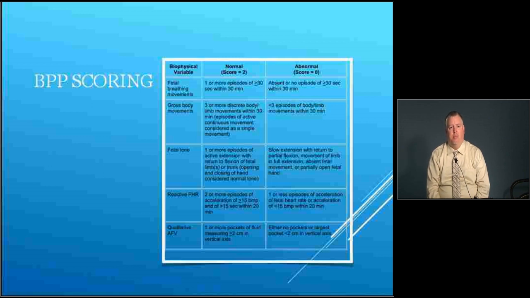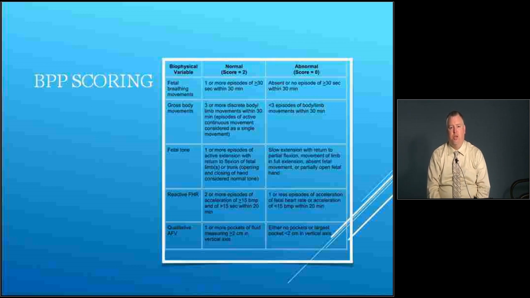And so we'll look at fetal breathing movements, and what they're going to look for on ultrasound is they want to see at least 1 or more episodes that last at least 30 seconds long within a 30-minute period. So they want to see those fetal breathing movements. If they do not see that, or the episode lasts less than 30 seconds, then the score is 0. Gross body movements, they're looking for 3 or more distinct body movements or limb movements within that 30-minute period. And episodes of active continuous movement count as a single movement. So if they have less than 3, then the score is going to be 0.